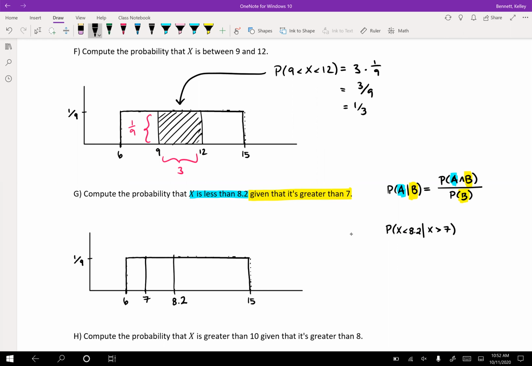So let's start with the given condition. X is greater than 7. I'm going to shade that with yellow. So this yellow region represents X is greater than 7. And I also want to know X is less than 8.2. So I'm going to shade that region with blue.